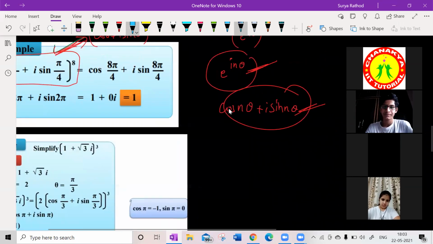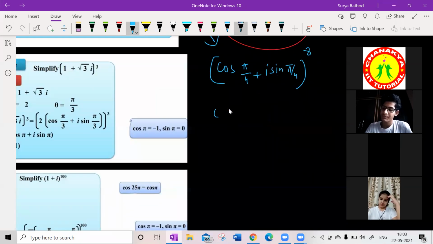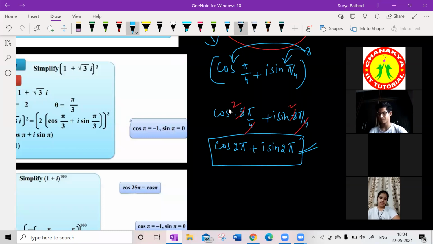So let us solve this question by using De Moivre's theorem. Cos pi by 4 plus i sin pi by 4 whole to the power of 8. How can we solve this now? This can be solved as cos 8 pi by 4 plus i sin 8 pi by 4, since 8 will sit beside the sine and cos functions. So 4 ones are 4, 4 twos are 8: cos 2 pi plus i sin 2 pi, which is going to be my final answer.